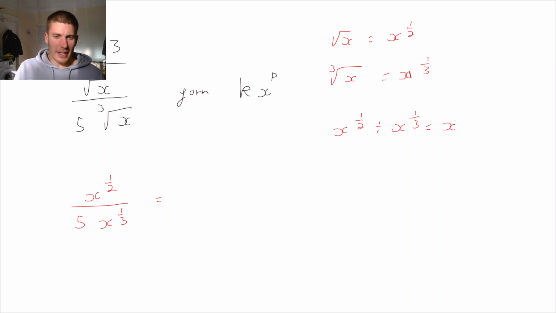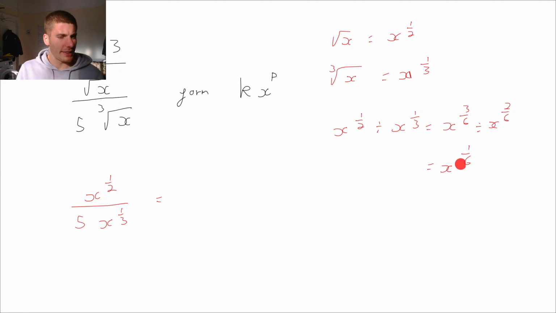What I would do here is get the fractional parts to have the same denominator, so that's going to be 6. A half is the same thing as 3 over 6, and we're dividing it by a third, which is the same thing as 2 over 6. Now we can take away the powers, so x to the power 3 take away 2 is 1 over 6.